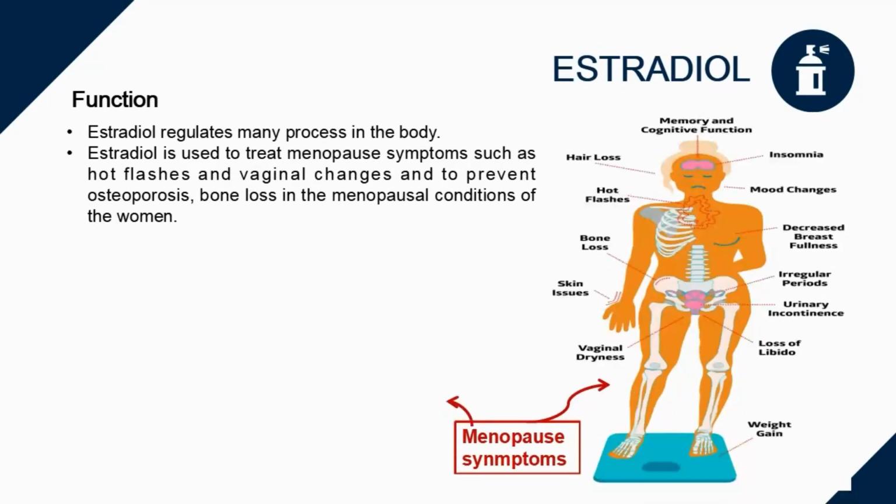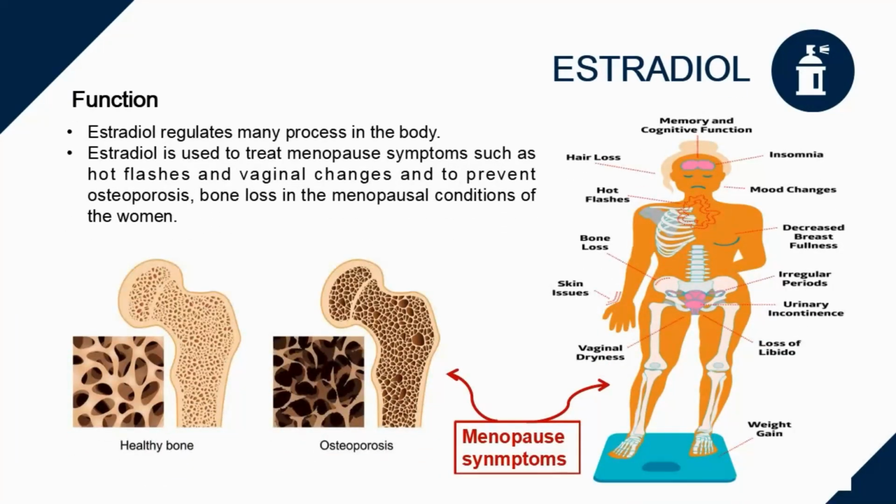When we see its uses, estradiol regulates many processes in the body. Estradiol is used to treat menopause symptoms such as hot flashes and vaginal changes, and to prevent osteoporosis, bone loss in the menopausal conditions of women.